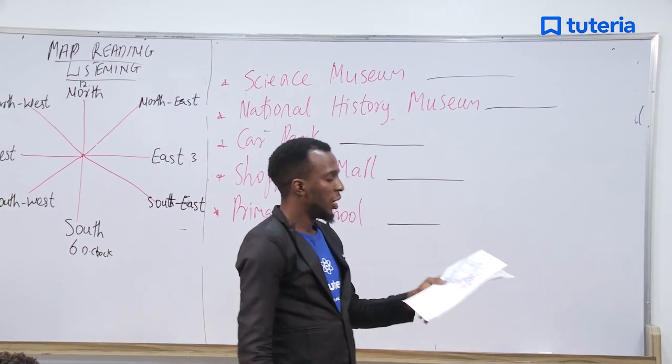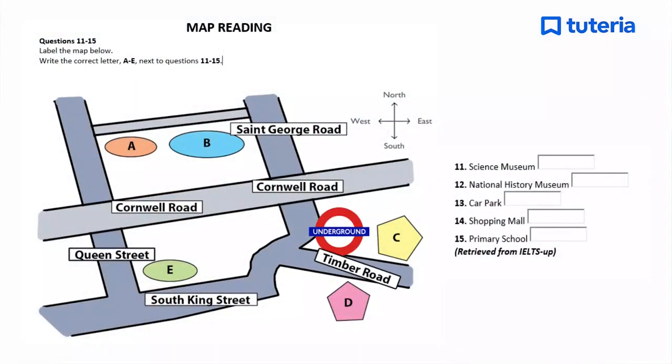You can see St. George Road. Look at St. George Road in your script paper. Now, the right-hand side of St. George is the east. The up of St. George is what? The north. The left of St. George is the west. So when the audio says west of St. George, you should know that it's talking about the left side of St. George.